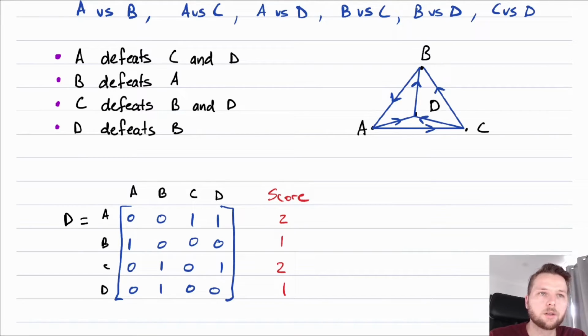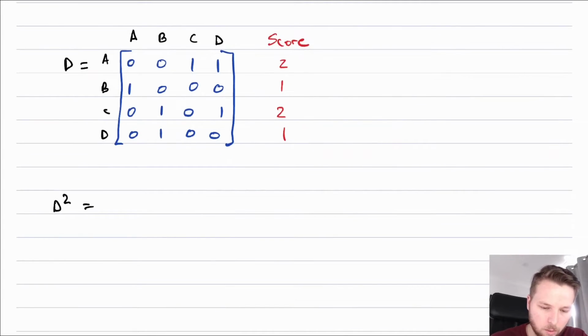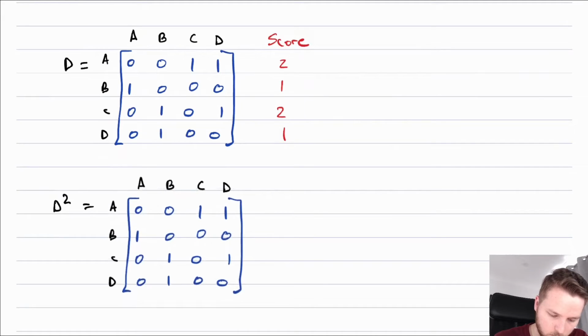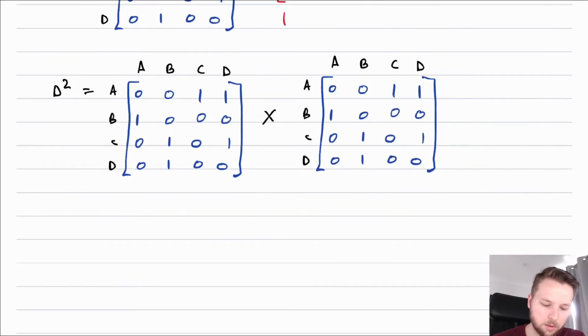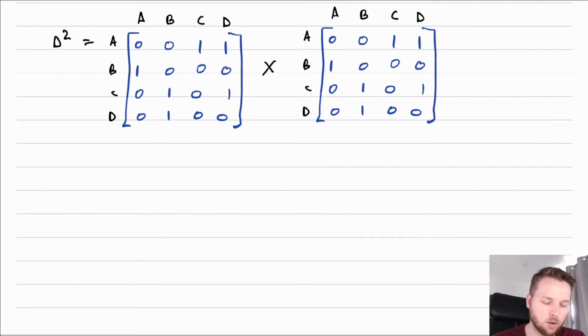Okay, so what we're going to do is try and distinguish between schools A and C. We're going to calculate D squared. All right, so D squared is the D matrix multiplied by the D matrix. So I'm going to put the two matrices there and multiply them together, remembering that we do row by column and add them up, row by column, and so on. I'm going to skip ahead because you know how to do that.